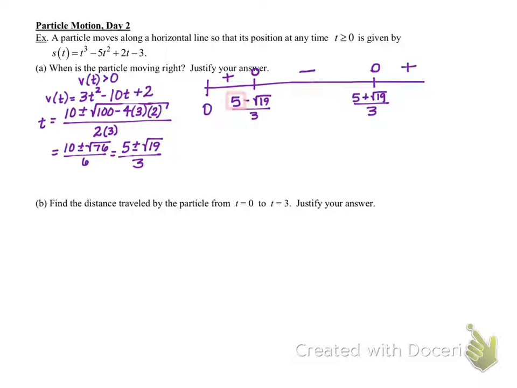When is the particle moving to the right? The particle is moving to the right when, here's a tricky bit for you, 0 is less than or equal to t is less than 5 minus the square root of 19 over 3.